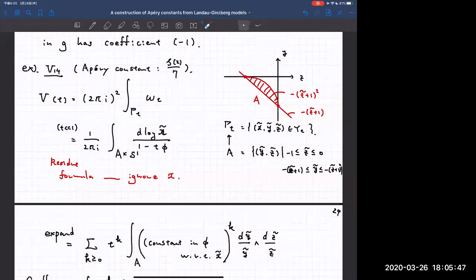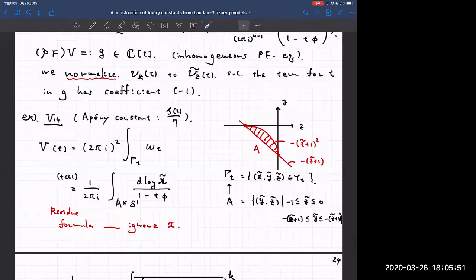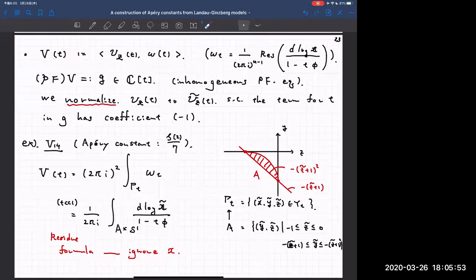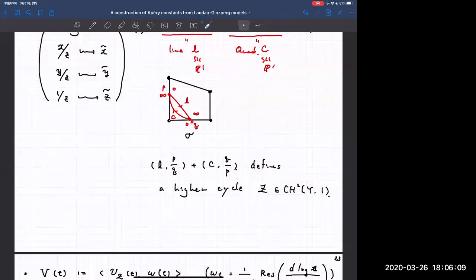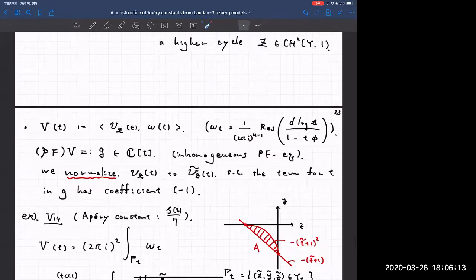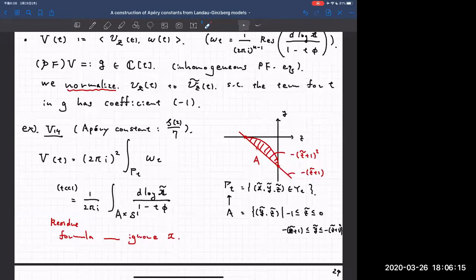By using the KLM formula, the higher normal function, this V_t, in this case is given by 2 pi i squared times the integral over a certain membrane, gamma t, of omega t. Here, this membrane is just a membrane whose boundary is the geometric cycle appearing in the definition of the higher Chow cycles. Okay, so it is given like this.